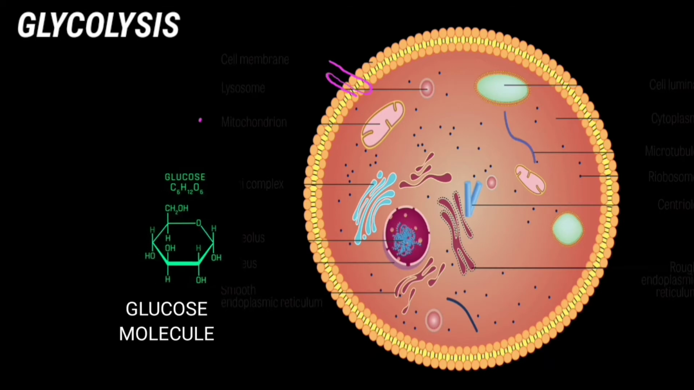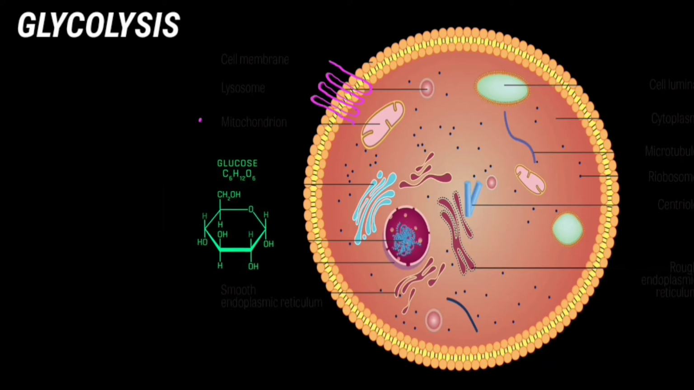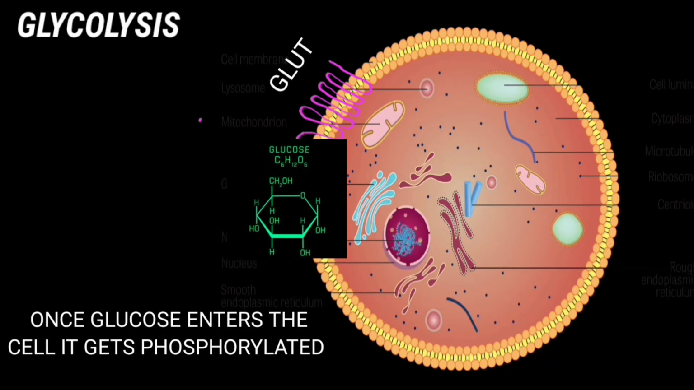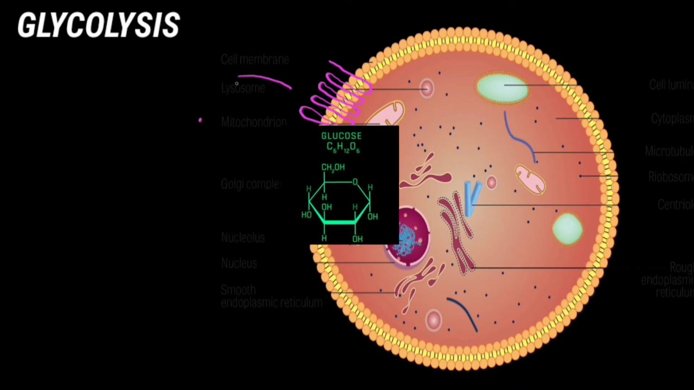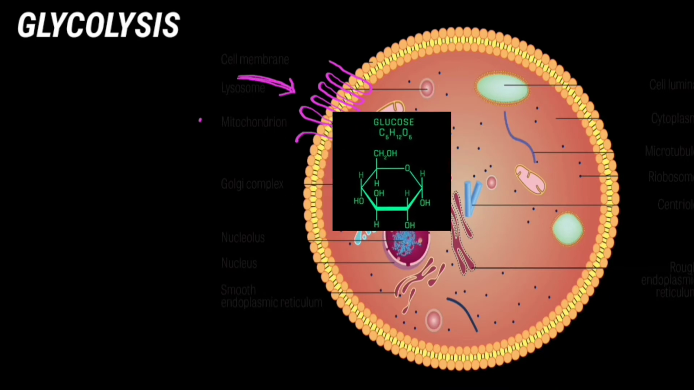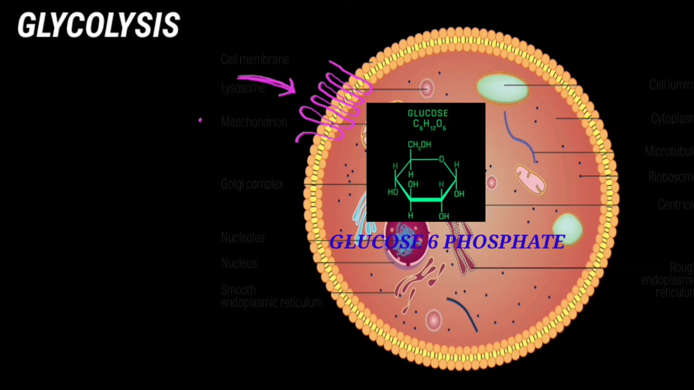On the cell membrane are present the glucose transporters that transport the glucose molecule. Once glucose enters into the cell, it gets phosphorylated. The phosphate donor is the ATP molecule. Thus, glucose gets locked or trapped inside the cell to form glucose 6 phosphate.